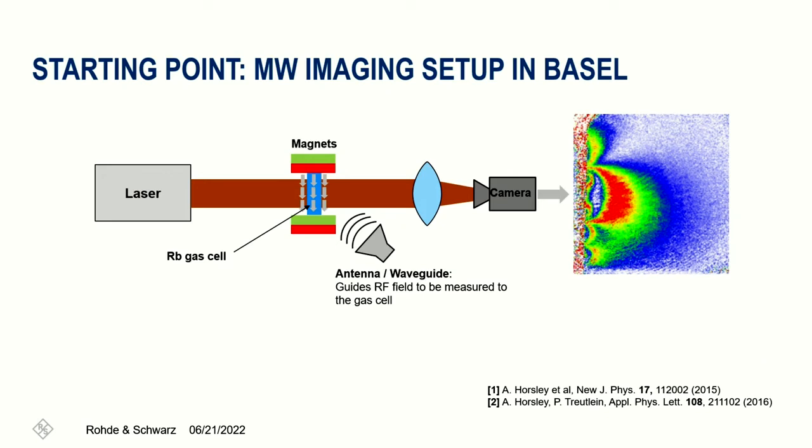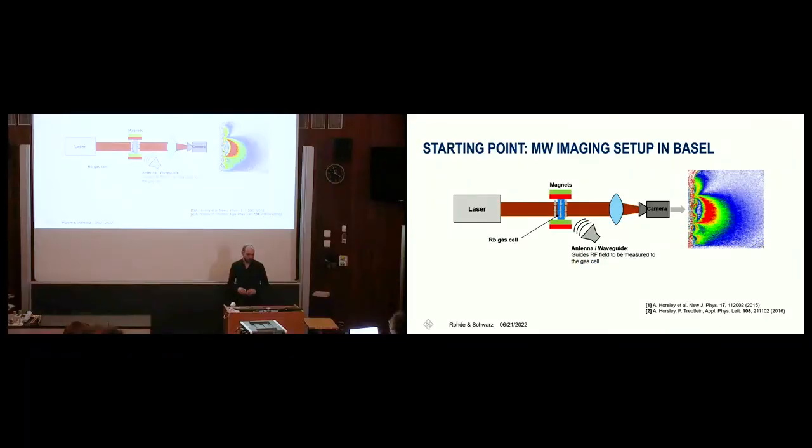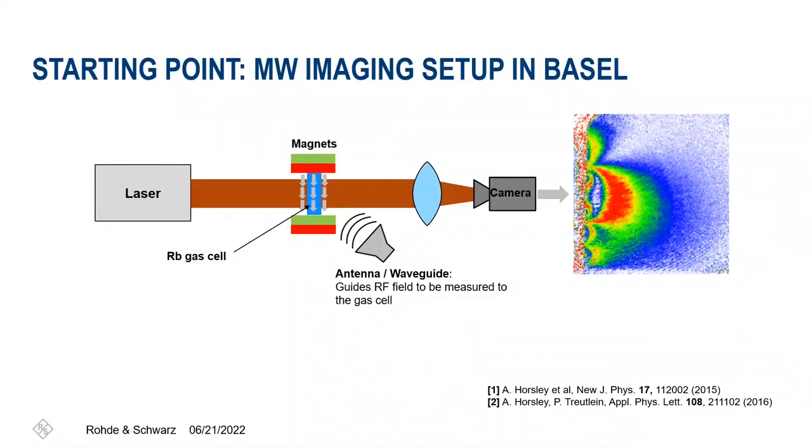Okay, some of you might be familiar with the microwave imaging setup, which is already there in Basel. So in this setup, they're using a thin rubidium vapor cell, which is located in a homogeneous magnetic field. And they analyze the transmission of a laser beam in a spatially resolved way with a camera.